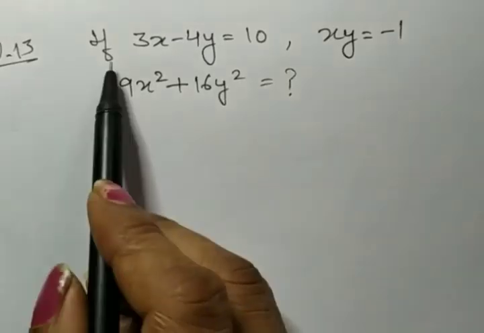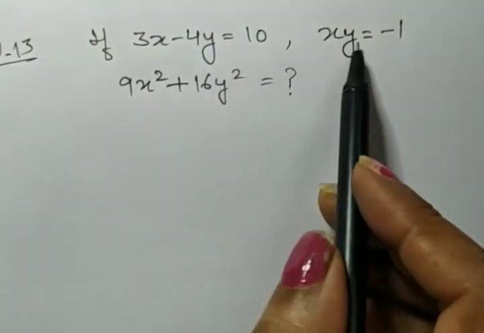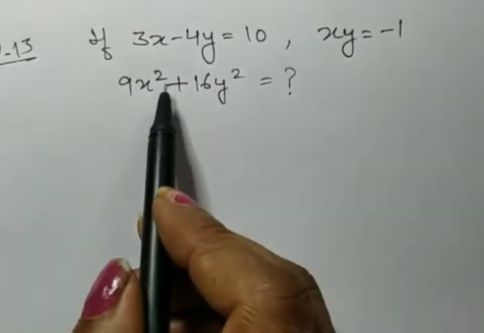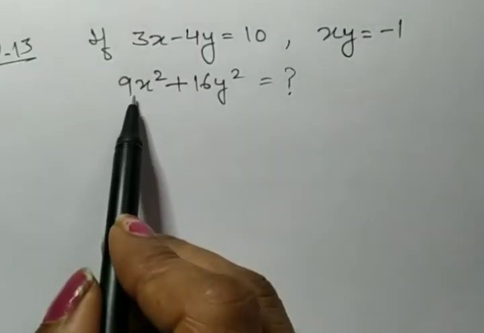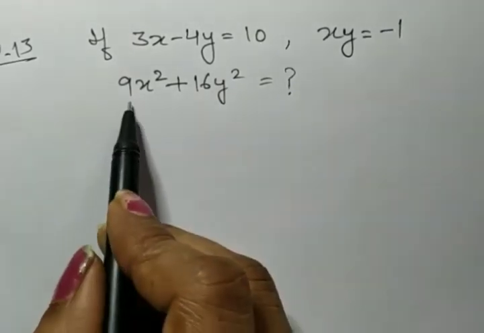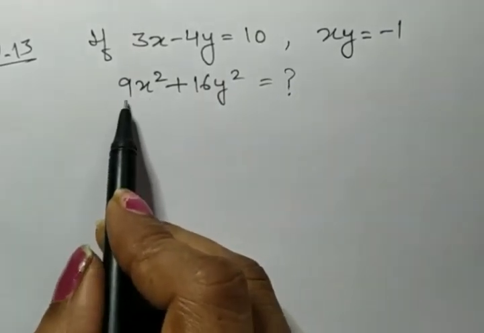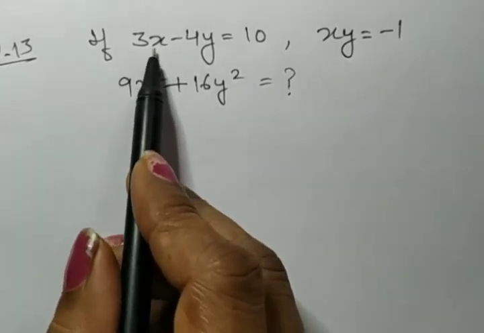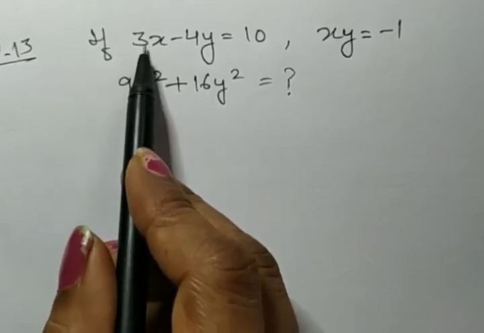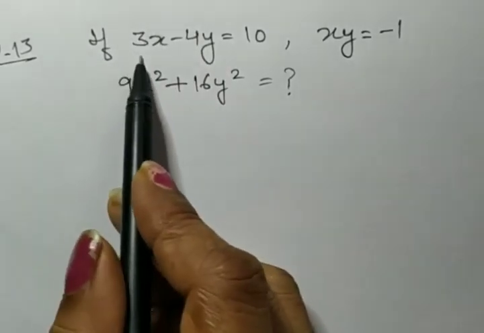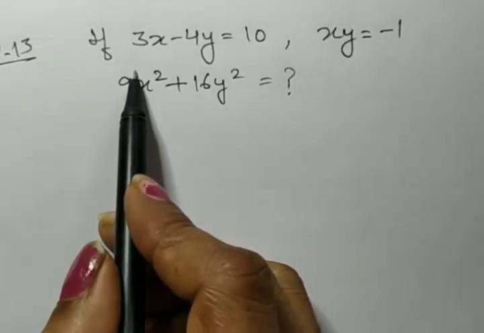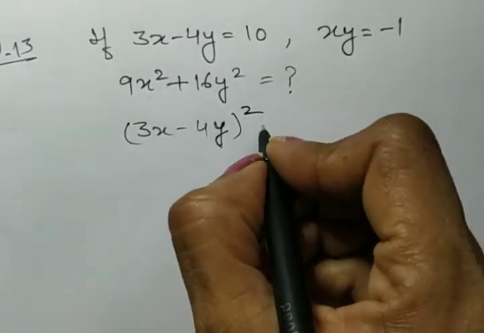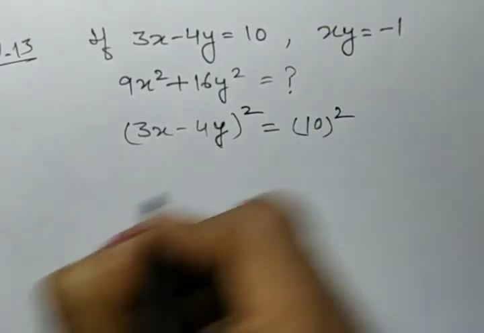Question number 13. If 3x minus 4y is equal to 10 and xy is equal to minus 1, we have to find the value of 9x square plus 16y square. Beta, to do such questions we have to see what we need to find the value of. What is given is 9x square, and how can we get 9x square? If we square 3x, we will get 9x square. So if we square this complete equation, maybe we can get the answer. Let's try. So we have to do the square of 3x minus 4y is equal to square of 10.